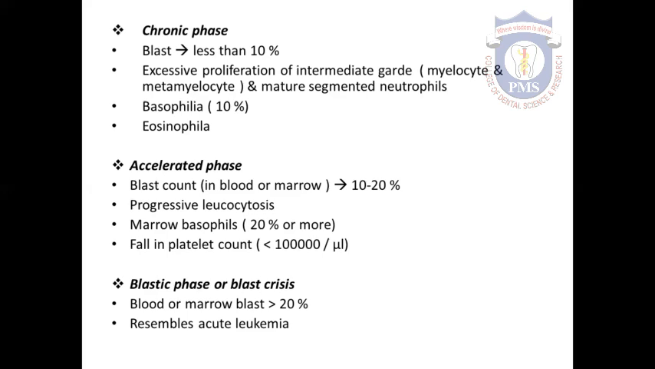So here the CML resembles an acute leukemia with more than 20% blasts in the blood or bone marrow, and severe thrombocytopenia and anemia will be seen in association with the increase in blasts.